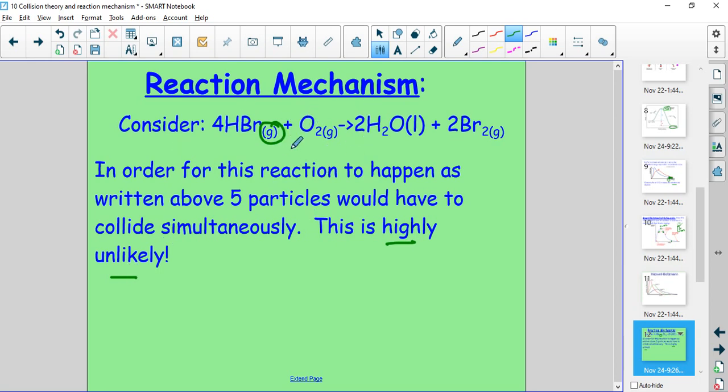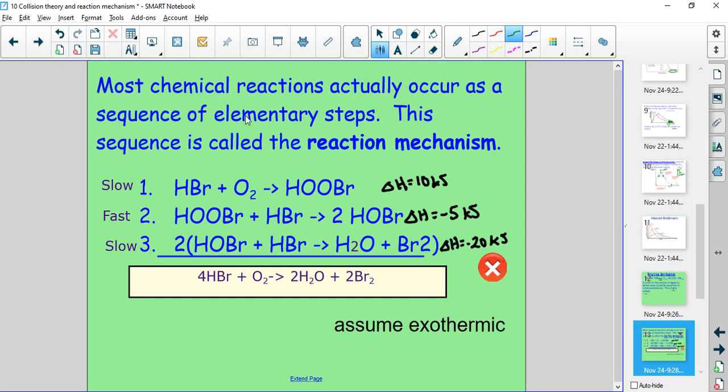So as we've talked about in previous units, this has to happen in different steps. So what happens in these steps? First, we get HBr with oxygen at a certain activation energy, and that produces a reaction intermediate or transitionary substance here. And that will react then with HBr and produce another transition state that will react with itself and finally produce products. Using Hess's law, we can begin to cancel things out and we get our overall reaction right here.